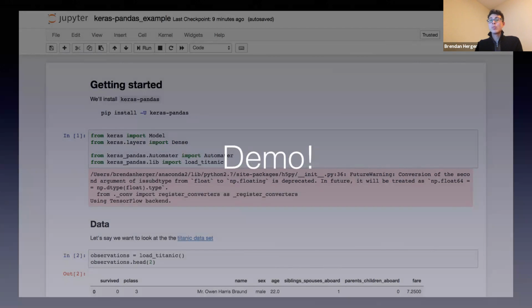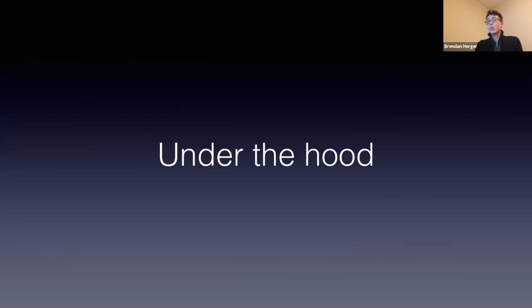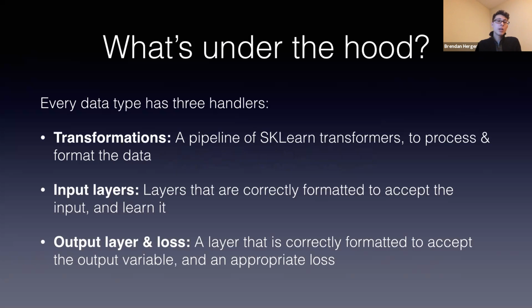Now that we've seen this demo that allows us to very, very rapidly get deep learning models up and running and look at what's going on under the hood, we'll move through this pretty quickly, just in the interest of time. So every data type really has 3 kinds of handlers. There's transformations. These are the ways that we actually transform the data. And we'll see a couple examples in a second. Things like processing and formatting the data.